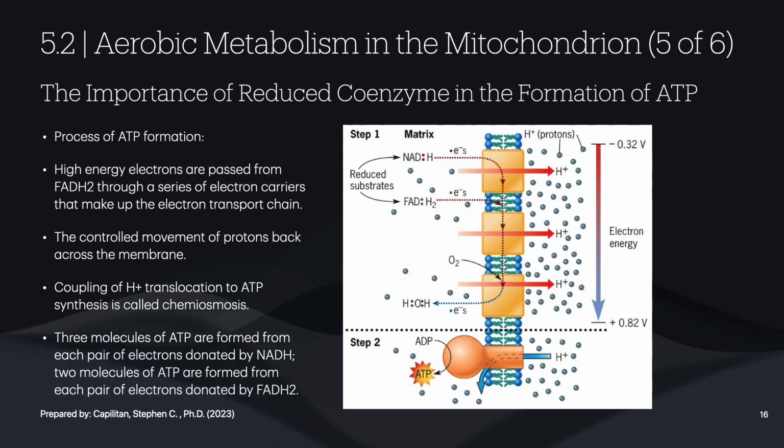Okay, so the coupling of hydrogen ion translocation to ATP synthesis is what we call chemiosmosis. Three molecules of adenosine triphosphate are formed from each pair of electrons donated by your NADH. Two molecules of ATP are formed from each pair of electrons donated by your FADH2. Again, this is your summary of the process of oxidative phosphorylation.